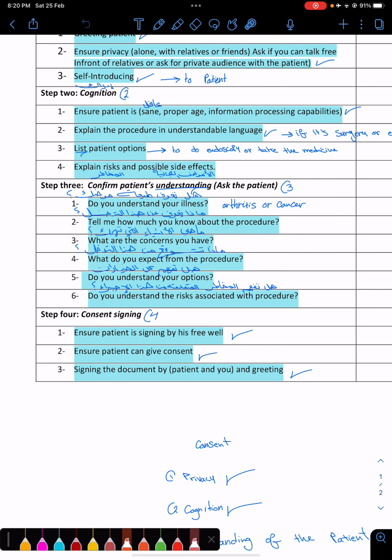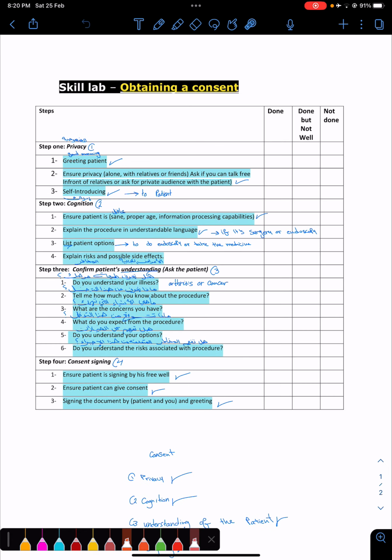Okay, so to recap what we've covered so far: obtaining consent for the OSCE. Here are the steps: the privacy, the first thing, and then cognition and understanding, the patient understanding. Check if the patient understands or not. It is so important to make sure the patient understands every single step that you're going to do, because he's the one that we're operating on.